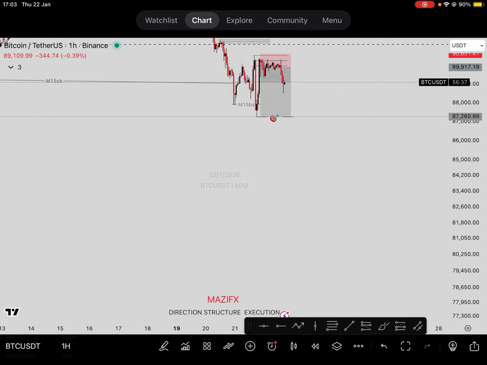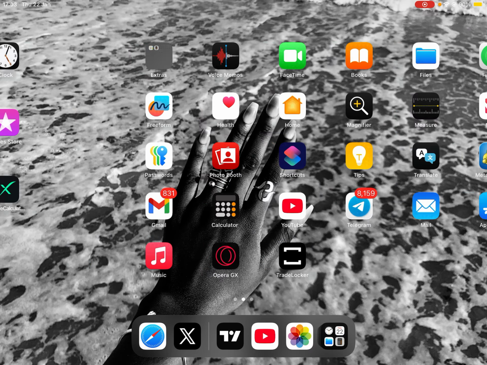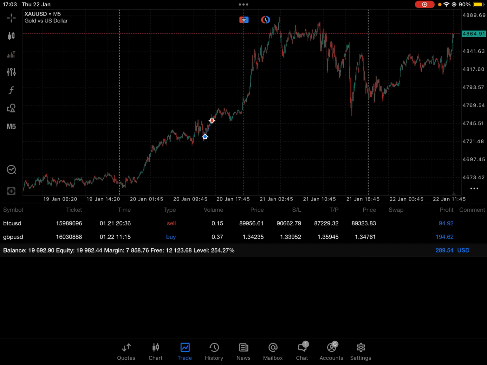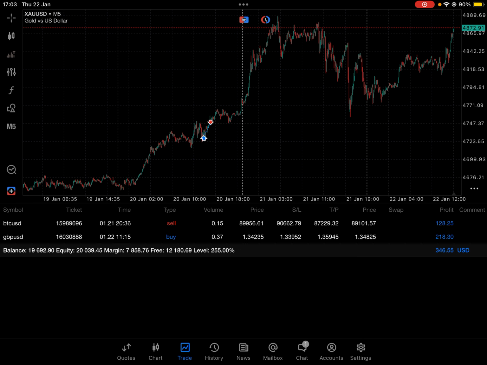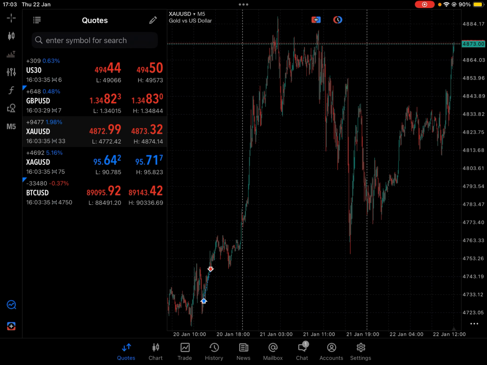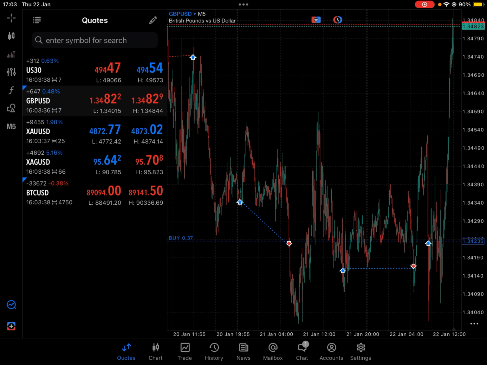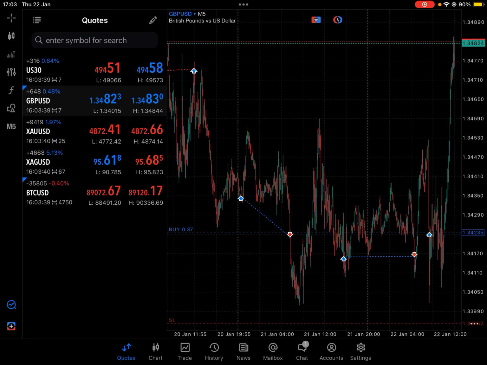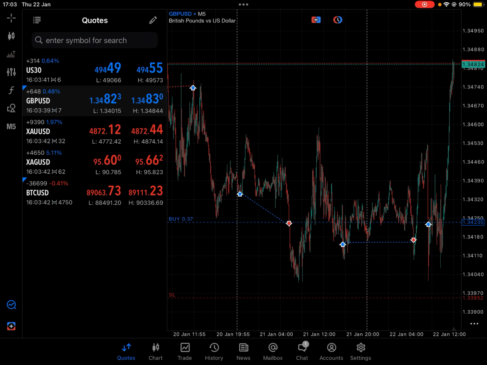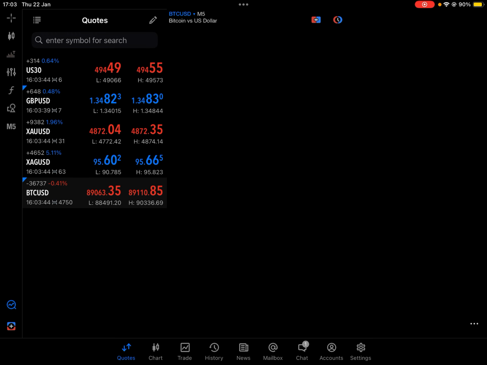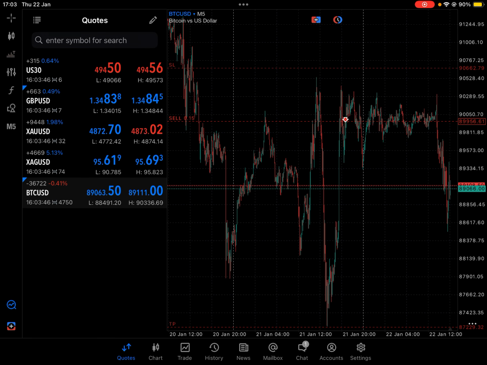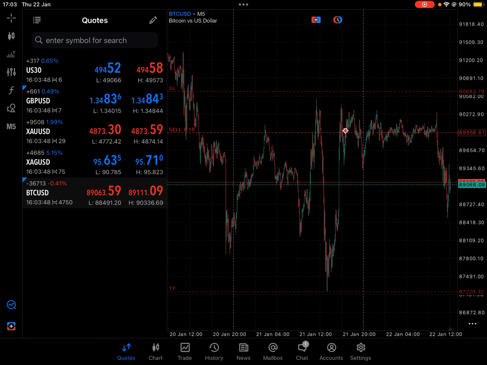So I actually took these trades. Look at it, I took the trades. Look at the two running trades I told you guys about. You can see this is the Bitcoin sell, and the GU buy. You can see the GU buy. Then you can see the Bitcoin sell. So I'm currently on the trade.